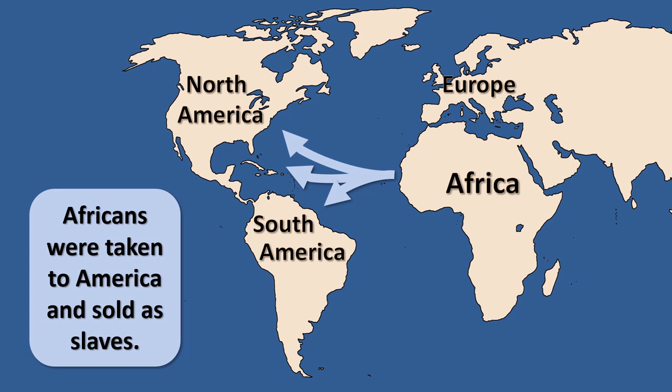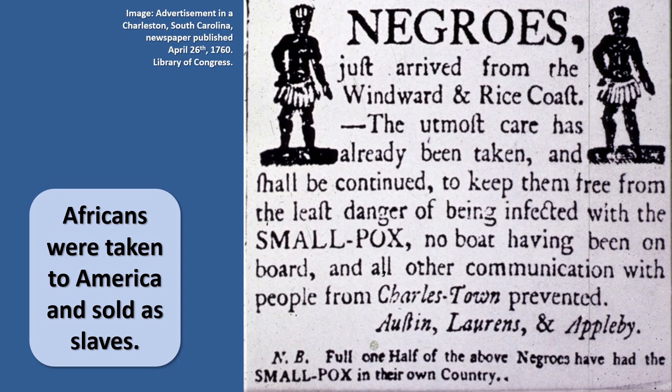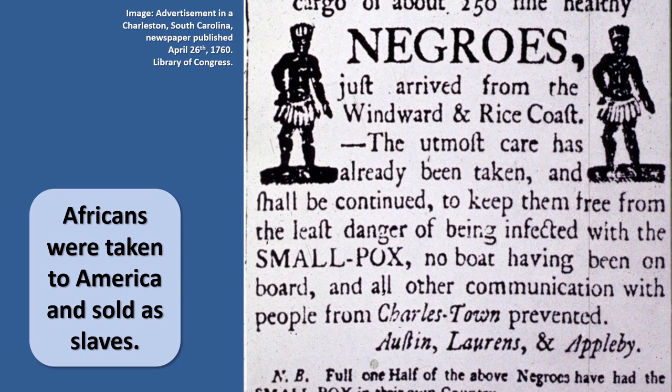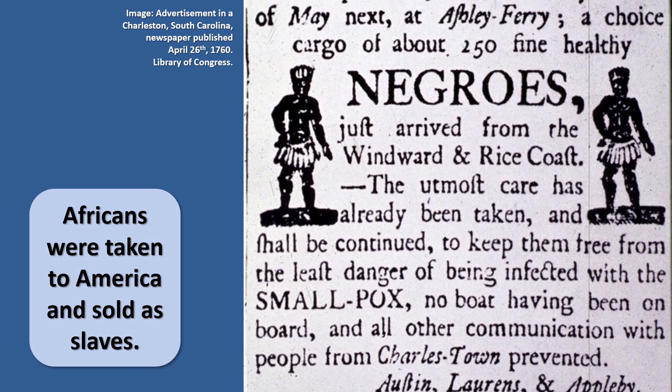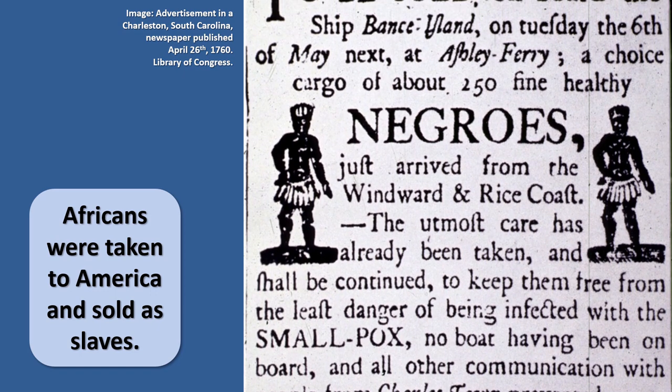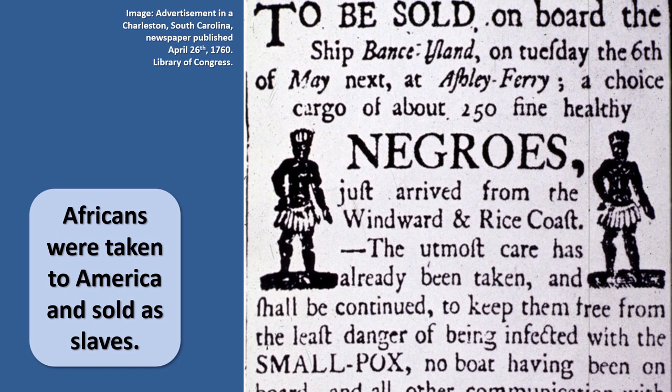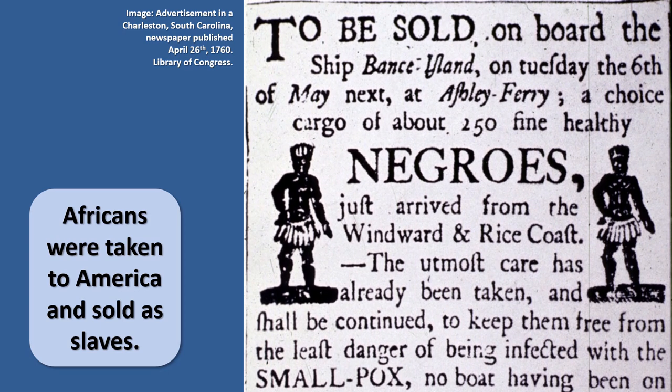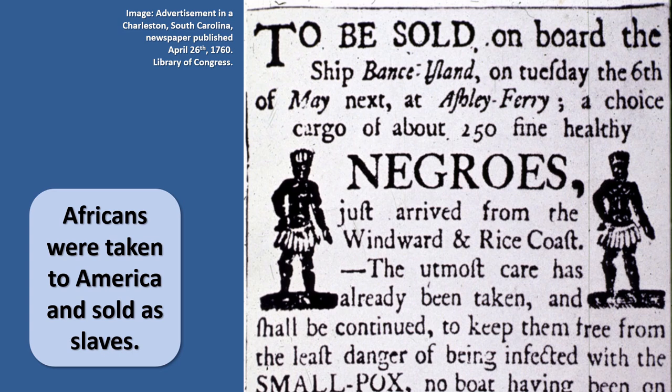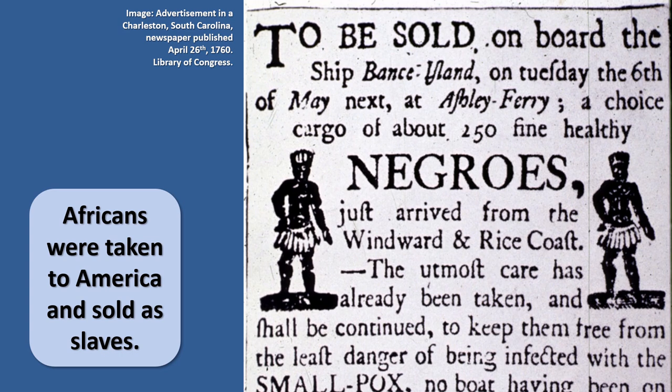During the colonial period, there were people from Africa working as slaves on tobacco plantations, like John Rolfe's in Virginia, and on farms and in wealthy households in all 13 colonies, including Connecticut. This advertisement for a slave auction was placed in a Charleston, South Carolina newspaper in 1760. By the end of the colonial period, over 300,000 Africans had been brought to America as slaves.